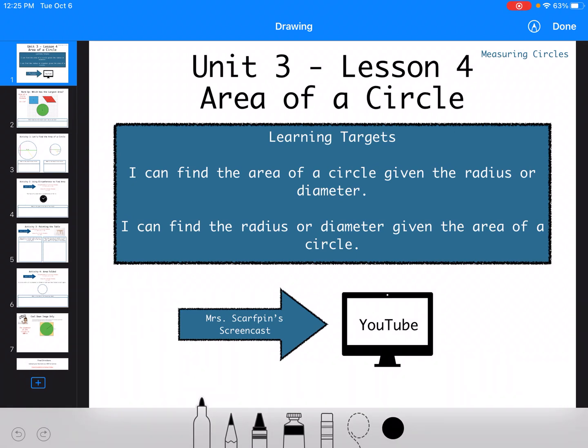Hi guys, so we're looking at Unit 3, Lesson 4, area of a circle. I can find the area of a circle given the radius or diameter, and I can find the radius or diameter given the area of the circle. So you're working back and forth.